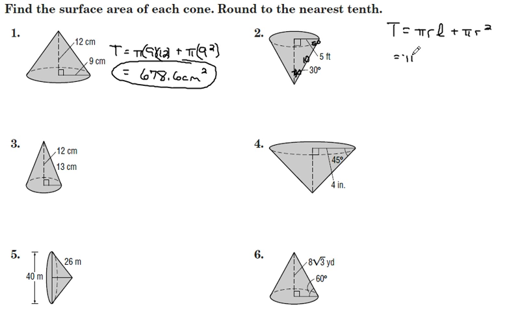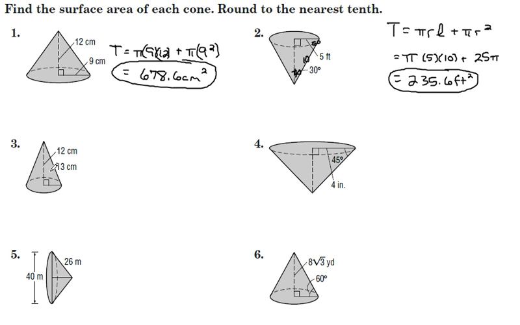Just plugging everything in, we get pi times the radius of 5 times the slant height of 10 plus 25 pi. And I get that 25 from squaring the radius. Alright, altogether it comes out to 235.6 square feet. That is the total surface area of number 2.